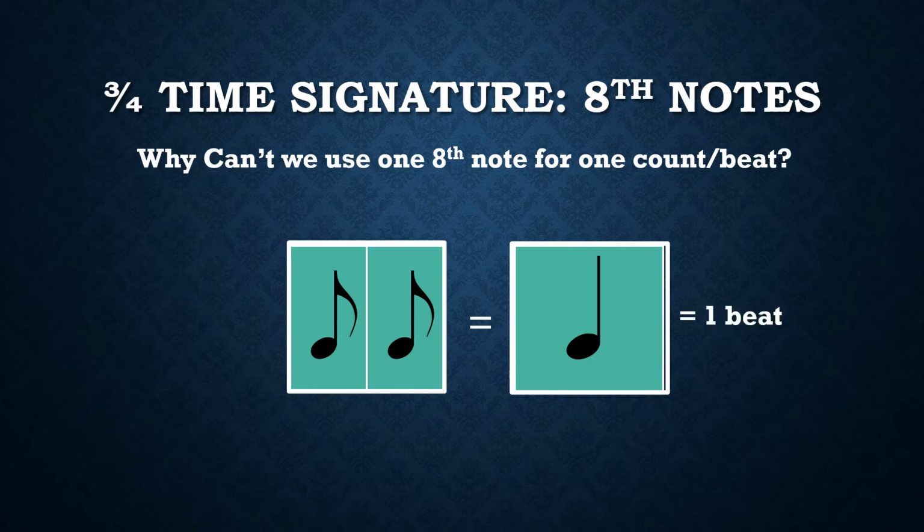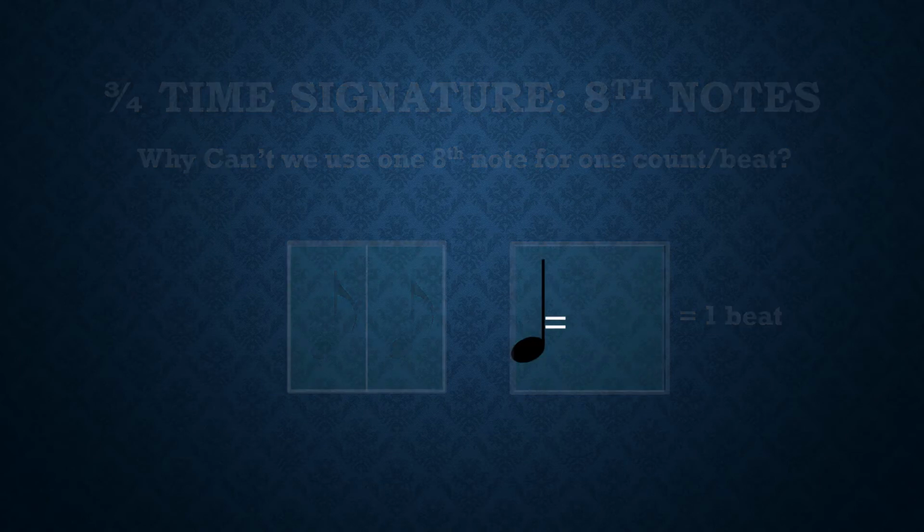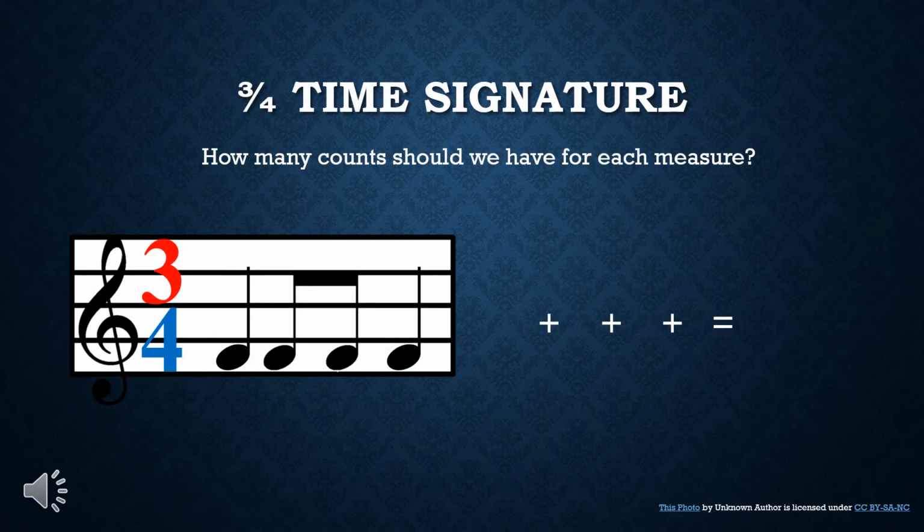Pause now if you would like to write the information that you see. Here is our music. The top number of our time signature is 3. How many counts should we have for each measure? 3. 3 counts for our 3 beats.